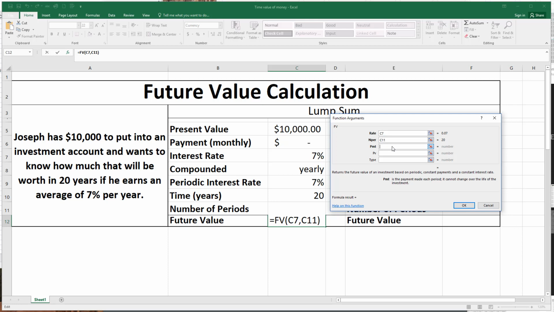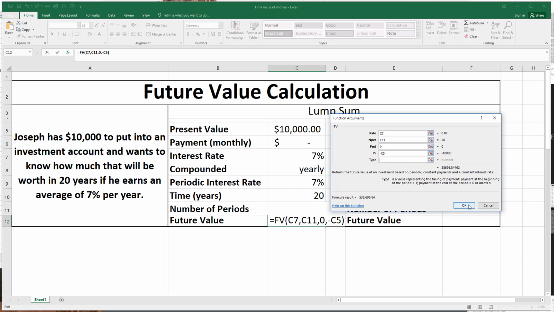The payment, okay, we're not really dealing with payments here. I can just enter 0 and move on. The present value we entered at $10,000. And type isn't really going to matter because we're not dealing with payments yet. One thing I do want to do is I want the future value to be a positive number. And the way this formula works is if I enter the present value in as a positive number, it'll give me a negative number. So I'm just going to change the present value to a negative, and that'll spit out a positive number for me.